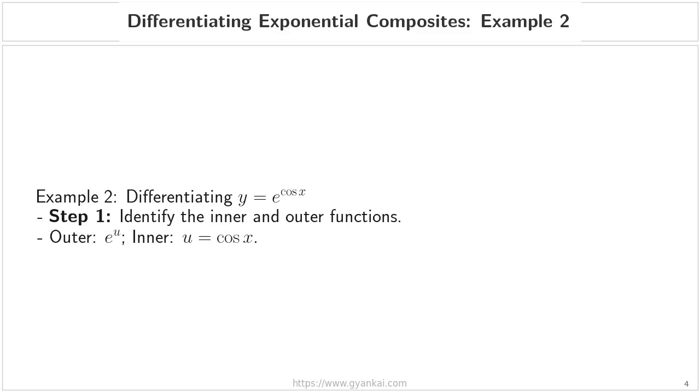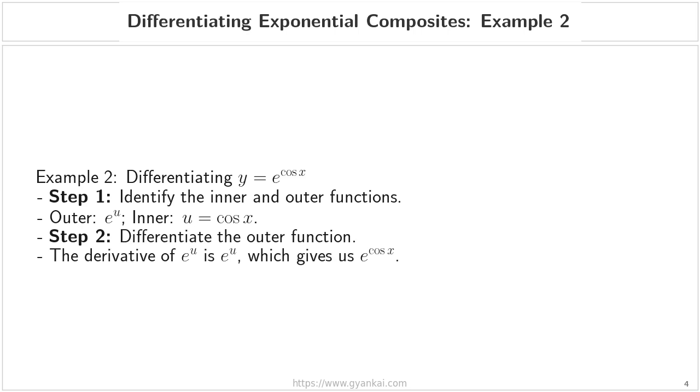Following the systematic approach we established in the previous slides, our first step is to identify the inner and outer functions. In this expression, the outer function is the exponential function, e to the power of u, while the inner function, the part nested within the exponent, is u equals cosine x. Next, we differentiate the outer function. As we learned at the beginning of this lesson, the derivative of e to the power of u is simply e to the power of u. By substituting our specific inner function back into this result, we obtain e to the power of cosine x.